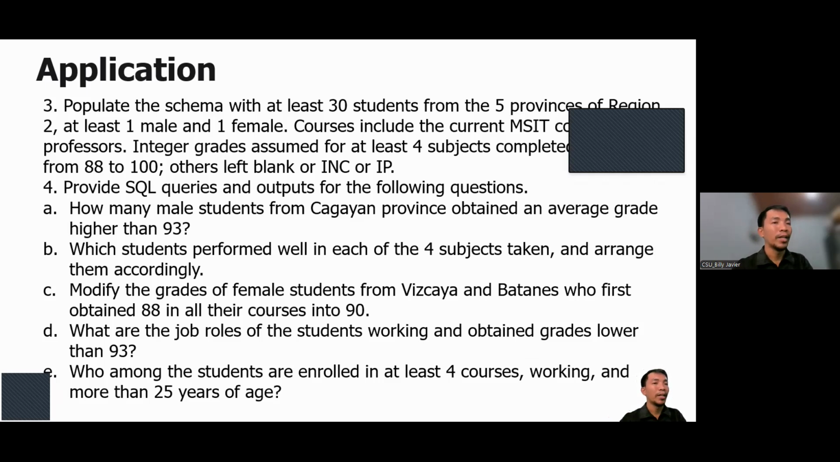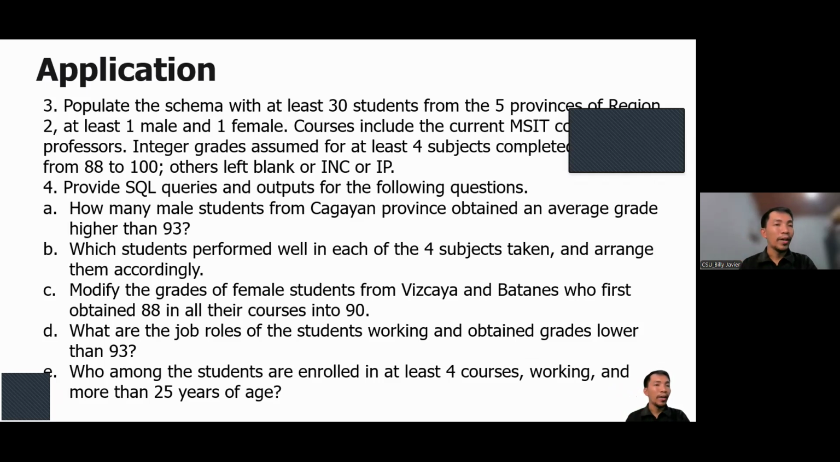I mean, grades table, considering or assuming that at least four subjects already has been completed by some or if not all of the students, and then with an assigned grade between 88 to 100. Some may be left blank because they're currently taking it. So nakalagay doon in progress. Or if assuming natapos siya na pero wala pa siyang grade, assume putting it with INC. Okay.